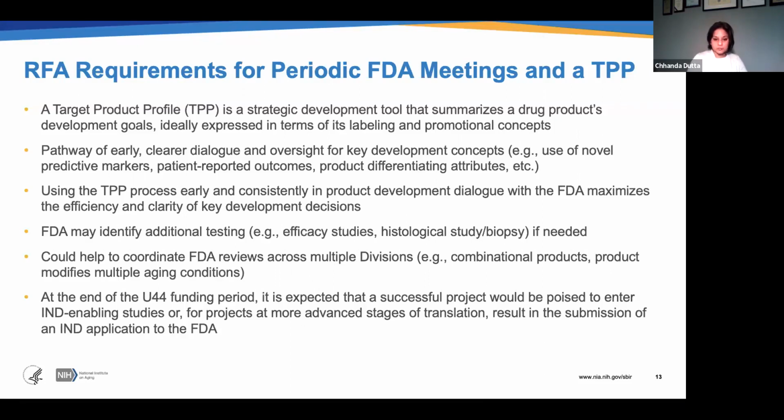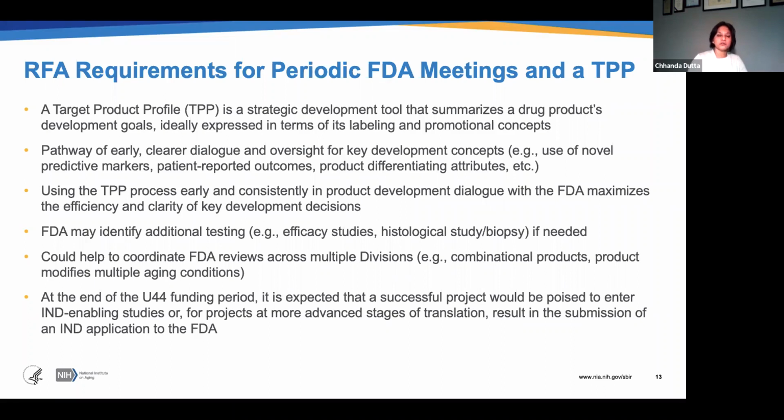Most of you are probably familiar with what a TPP is, but fundamentally it's a roadmap. It's a strategic development tool that helps you plan well in advance of what your clinical indications might be. And as the FDA indicates, ideally it would be expressed in terms of the labeling requirements that you envision for your drug. We encourage you to think about the TPP. It's a requirement of the RFA, and we made it this way because we feel it has a couple of advantages.